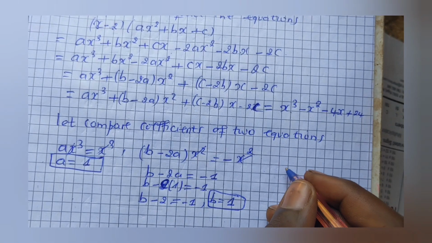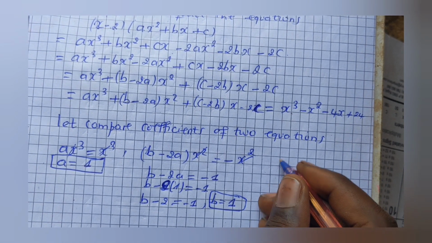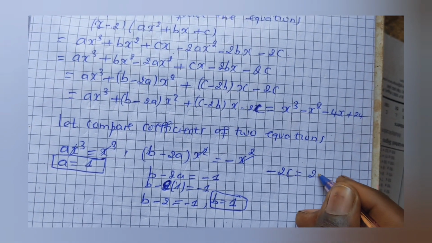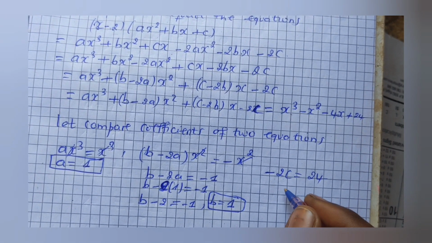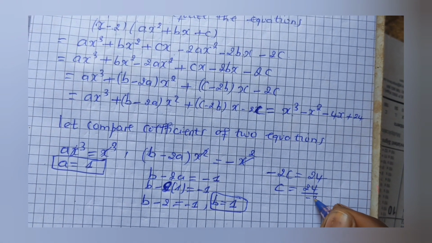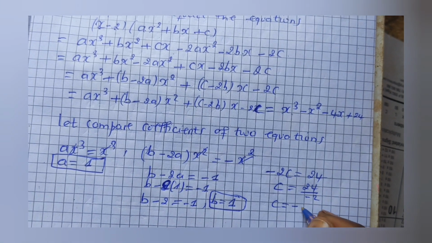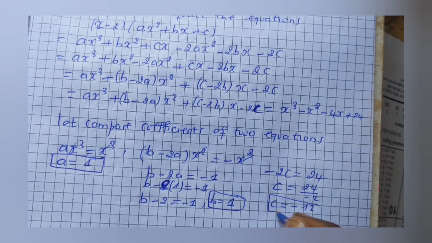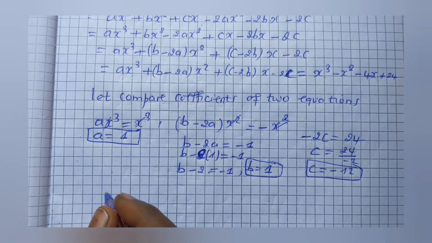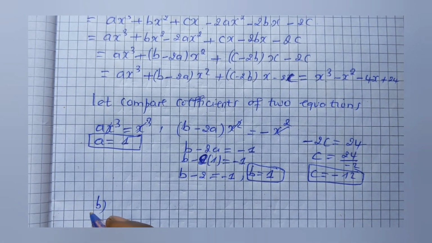Then negative 2c equals 24, so c will be equal to negative 12.